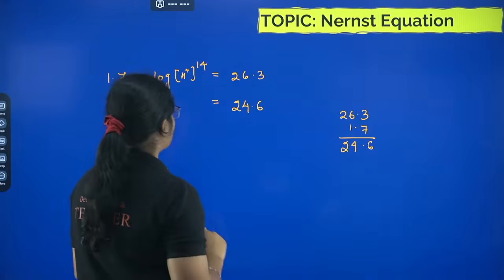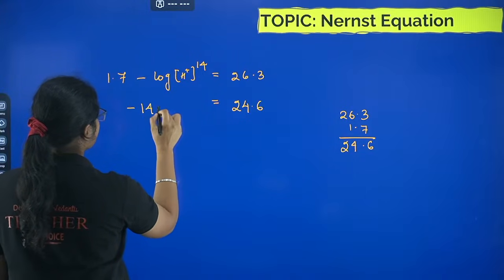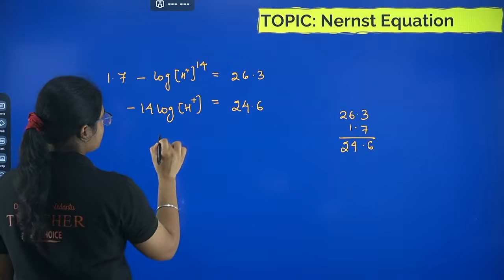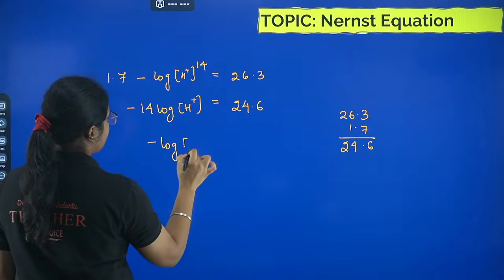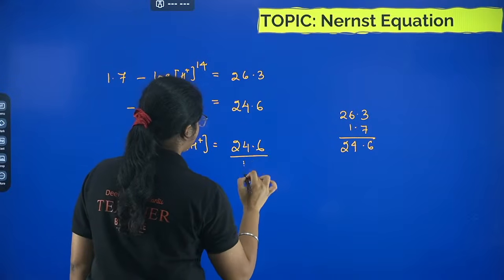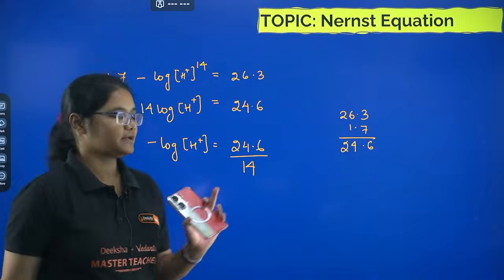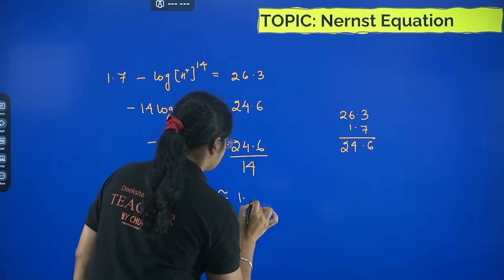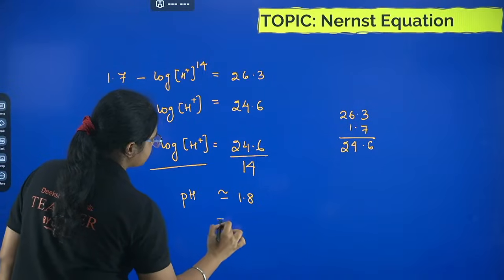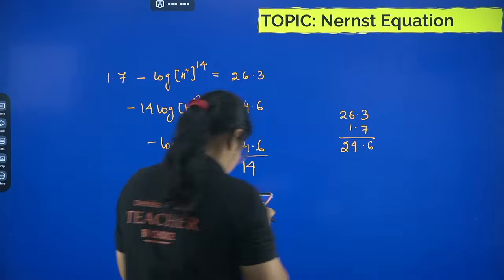Now you see here, this one can be written as minus 14 log of [H+]. So divide this 14 here: minus log of [H+] is equal to 24.6 divided by 14. You know 14 ones is 14, 14 twos is 28. So somewhere around you will get 1.8. Now minus log of [H+] is nothing but pH. So that is almost equal to 2. So you will get here option A.